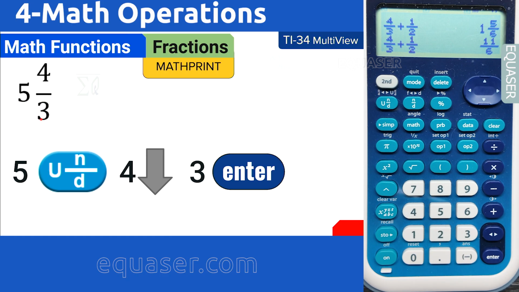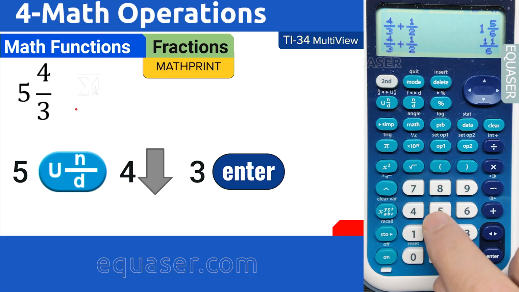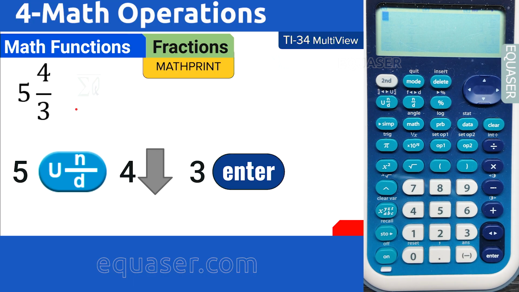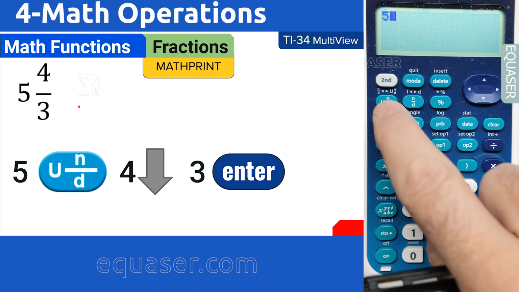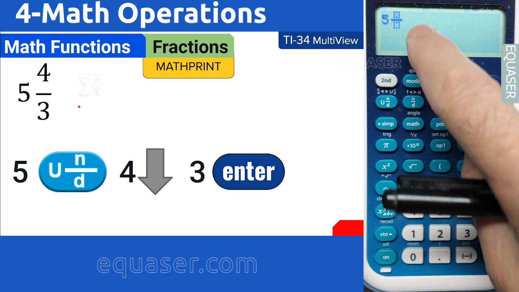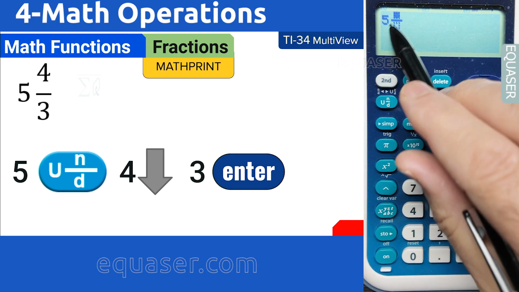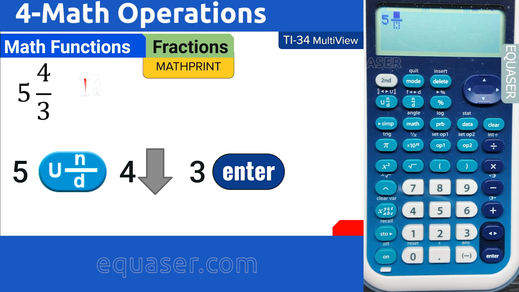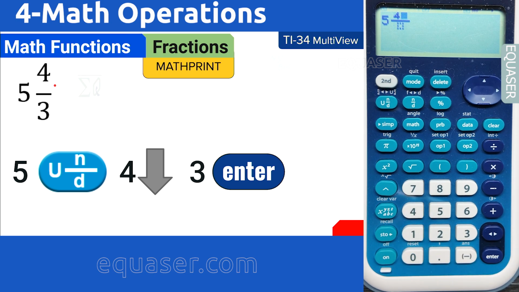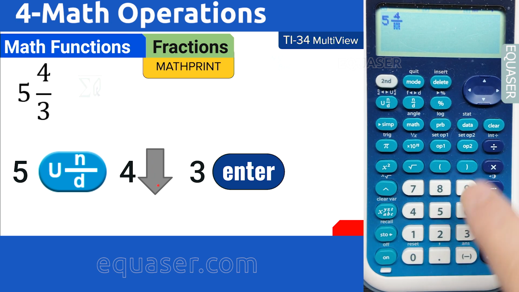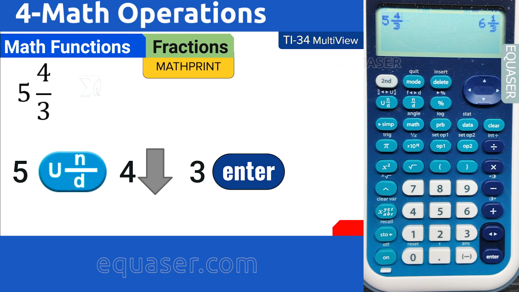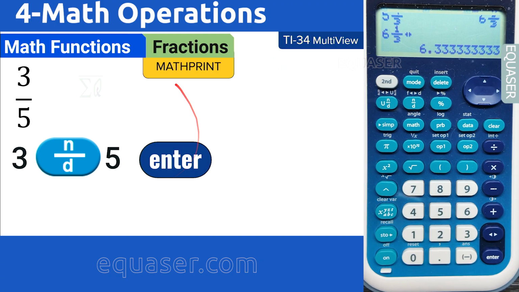And if you want to do a mixed fraction like this, we can do 5, and this time we press this button, and then automatically the cursor moves to the numerator, so we can enter 4, and then press the arrow down. Here we could also go to the right, 3, and enter. Now the result is displayed. You can toggle it if you want.